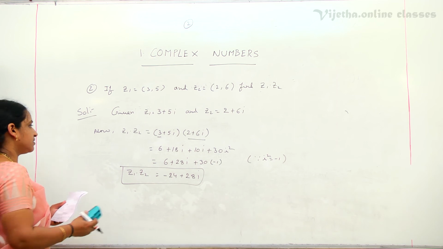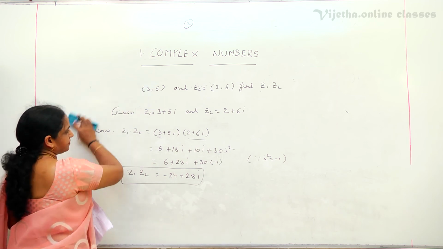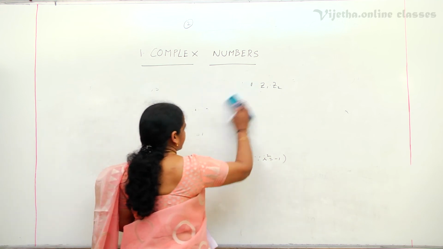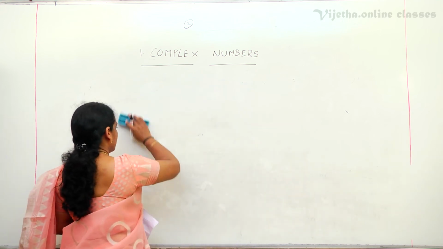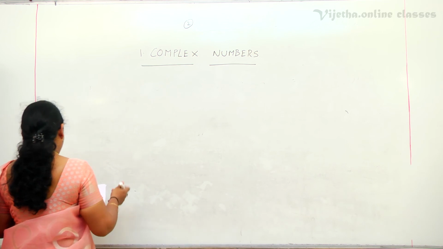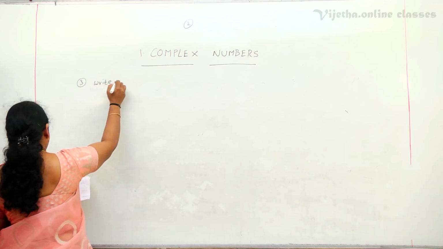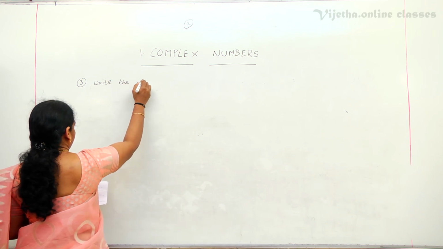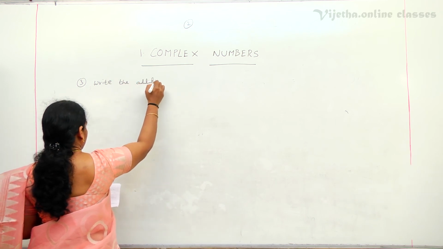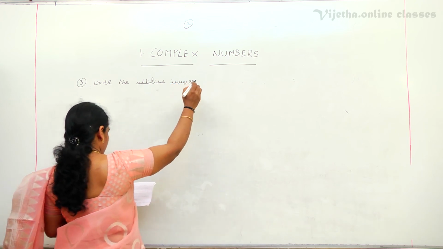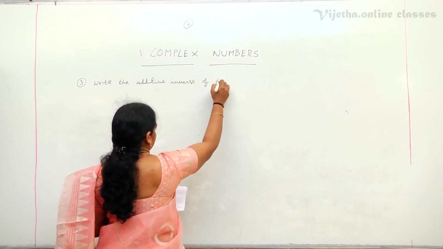Next one. Third problem. Third one: write the additive inverse of the following complex numbers.